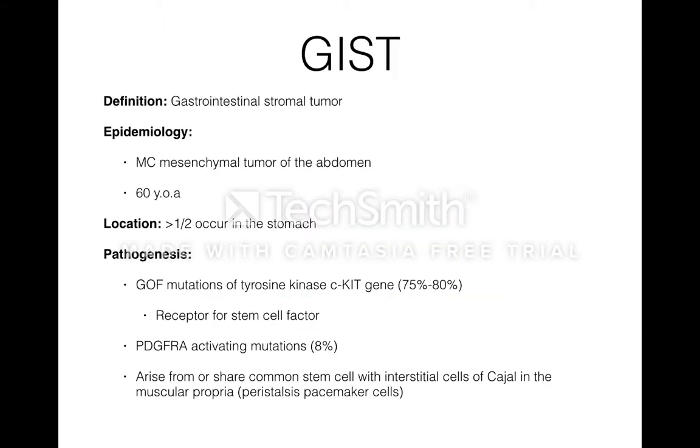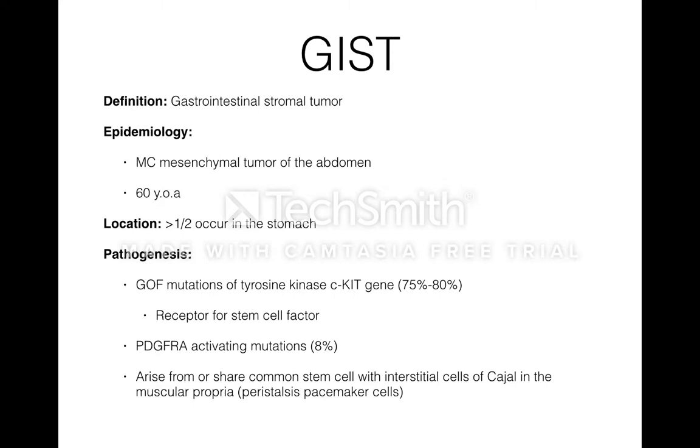The last tumor we will discuss today is the gastrointestinal stromal tumor, or GIST for short. This is the most common mesenchymal tumor of the abdomen and occurs around age 60. More than half of all GISTs occur in the stomach. The majority also have a gain-of-function mutation of the gene encoding the tyrosine kinase c-KIT. c-KIT is a receptor for stem cell factor. The remaining GISTs have mutations in platelet-derived growth factor receptor A.